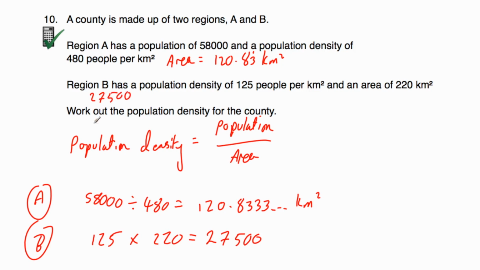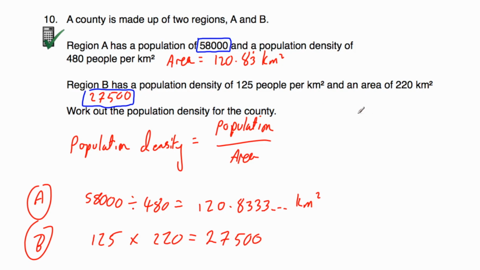So we've been asked to work out the population density for the county. So for the county, we want to work out the total population. So that's going to be the population of region A, which was 58,000, and the population of region B, which was 27,500. So if we add those two together, that will tell us the population of the county.